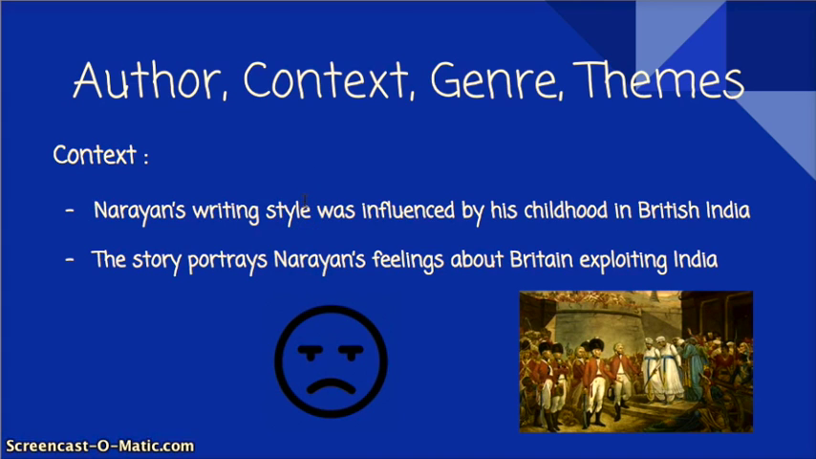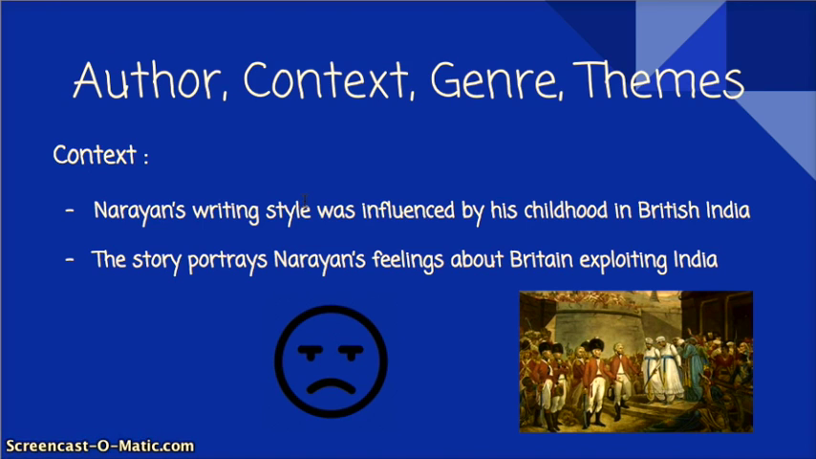The Blind Dog is a form of post-colonial literature, which is included in Malgudi, a collection of short stories written by Narayan. The Blind Dog was published in 1947, when India gained independence from Britain. It's interesting to note that Narayan had spent his childhood as a subject of Britain in British India, and that affected his writing style.